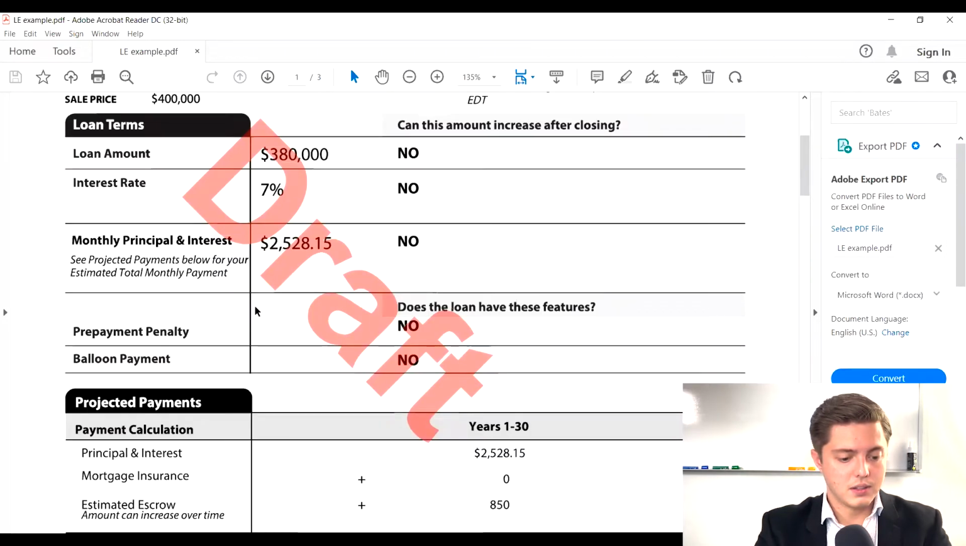Another thing to look out for is prepayment penalties and balloon payments. Most of the time, the answer to these will be no. But if you're getting a loan that is not a conventional, FHA, VA, or USDA loan, any of the regular conforming loans, then look out for this because the answer might be yes.